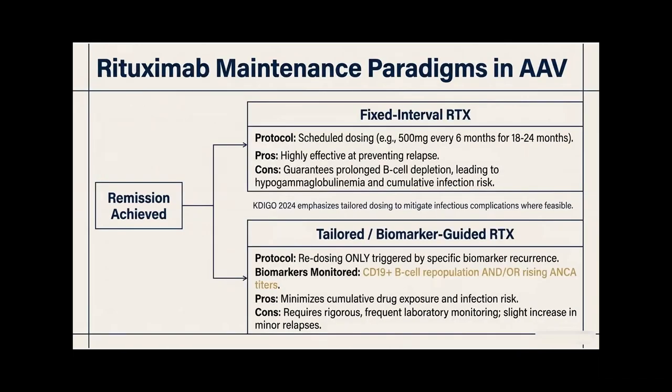Now, rituximab. What is the place of rituximab? Remission achieved. A patient had remission. And scheduled dosing is there: 500 milligrams of rituximab every 6 months for 18 to 24 months. Highly effective in preventing relapse. Guarantees prolonged B cell depletion, leading to hypogammaglobulinemia and cumulative infection. The problem with rituximab is it suppresses the B cell immunity. There will be hypogammaglobulinemia, cumulative infection.